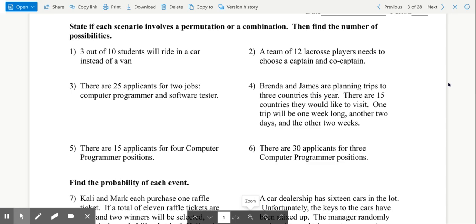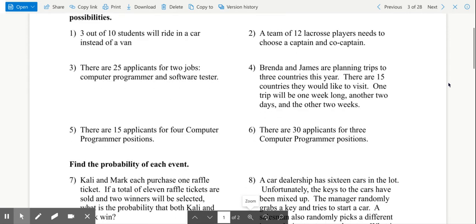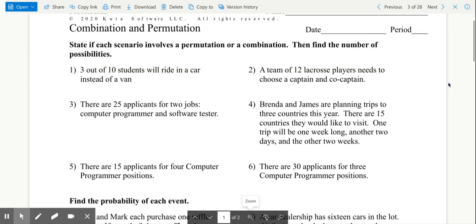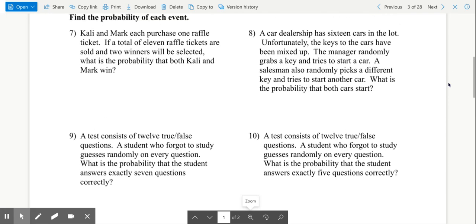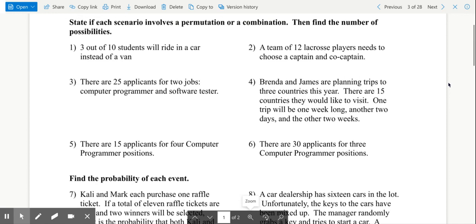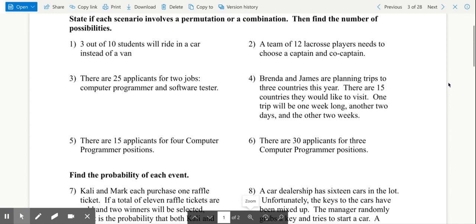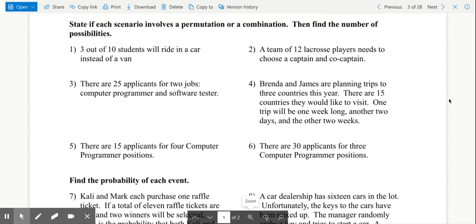Hey guys, in this video I'm going to be talking about this worksheet on combination and permutation. That's actually just the first half, and then the second half is probability. So we're going to be doing both of these, see how long this video ends up being. I might do it in 2 videos. But that being said, let's go ahead and talk about permutation and combination.